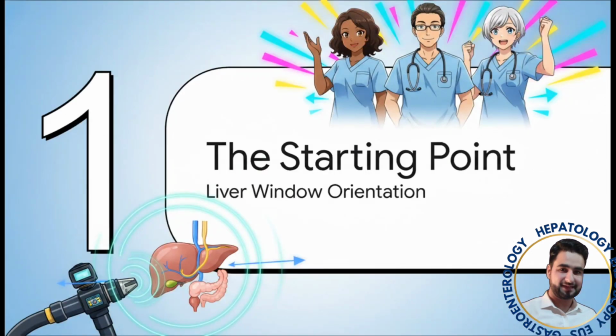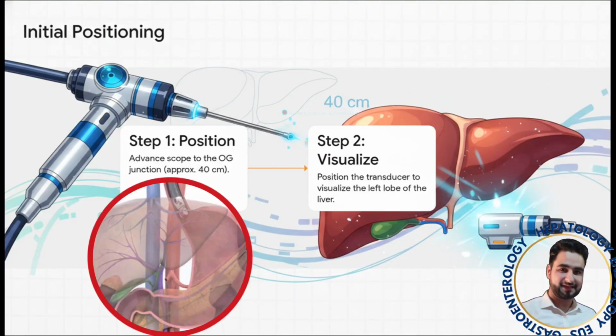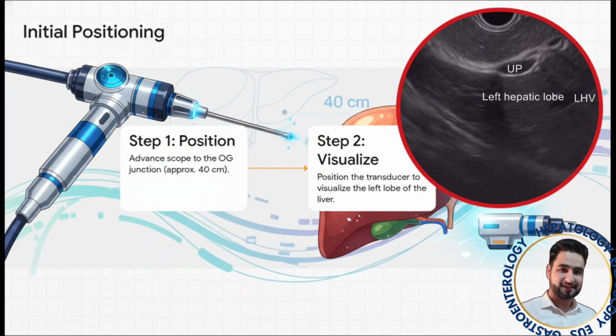Section 1, the starting point. A successful trace is all about getting your orientation right from the very beginning. If you can nail this part, the rest of the procedure just gets so much easier. First things first, positioning. You're going to advance the scope down to the OG junction, which is usually right around that 40-centimeter mark. Your first job is simple. Find the left lobe of the liver. That's your first big landmark, and it confirms you've got your initial views set up perfectly.